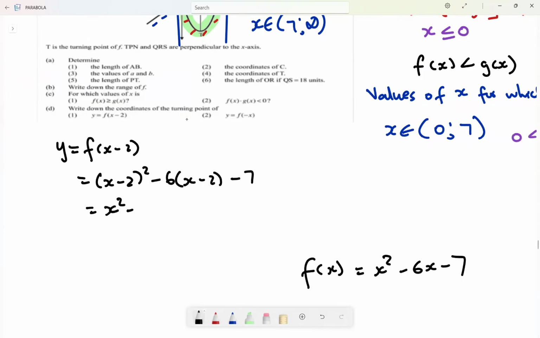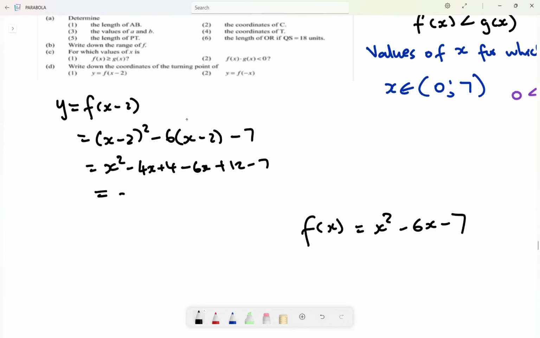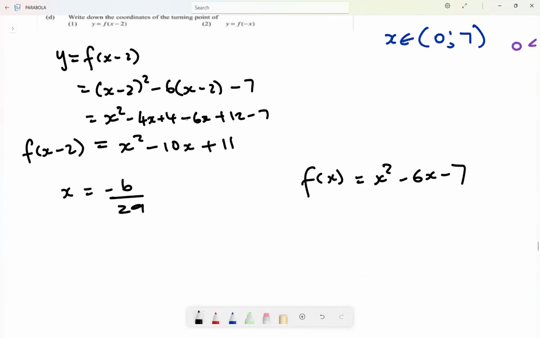Then it's going to give me x squared minus 4x plus 4 minus 6x plus 12 minus 7. This simplifies nicely to what? To x squared minus 10x plus 9. Then when I simplify this, this is now my f of x minus 2. Okay? Then how can I get the turning point? The turning point, remember, x is equal to -b divided by 2a. What is -b? -b is negative into -10, divided by 2. What is a? a is still 1. Then you get something like 5.